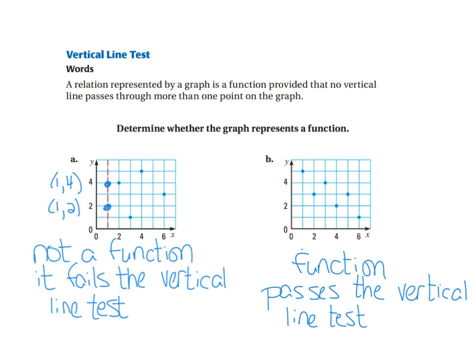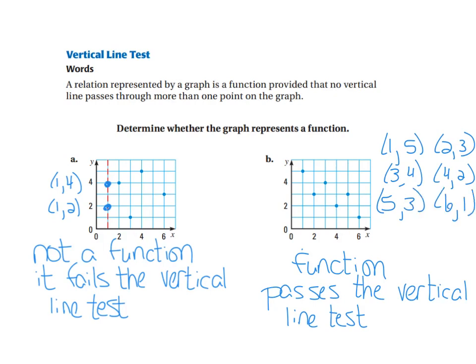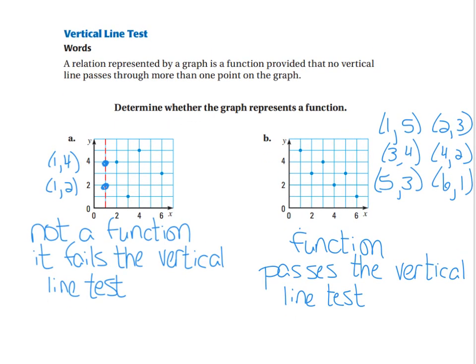Now, I want to do one more thing before we wrap up. First of all, what are the points of this function? My points are, what, 1, 5, 2, 3, 3, 4, 4, 2, 5, 3, and 6, 1. Is that correct? Okay. So what are my domain and my range? I want you to write right here your domain and your range of this function.